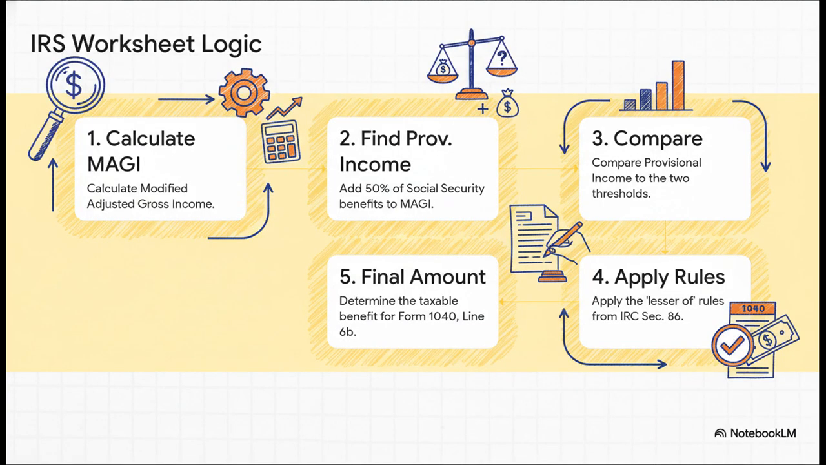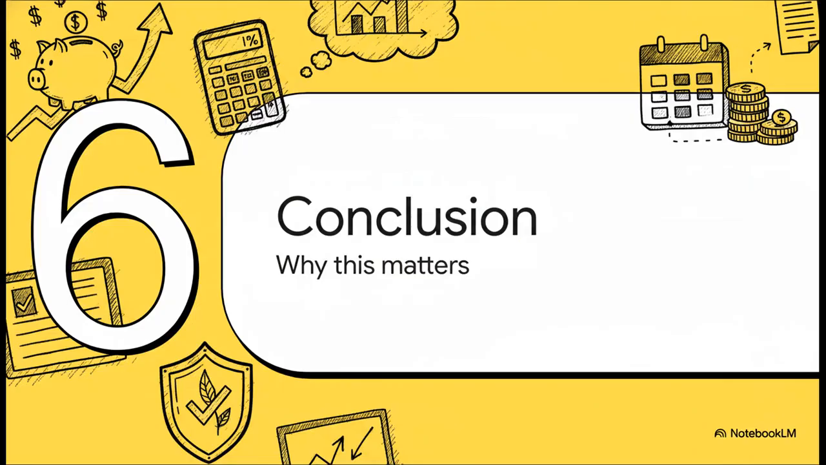Now, the official IRS worksheet for this is frankly a beast. It's 19 lines long and can make your head spin. But really, you can boil all that logic down into this simple 5-step process. It calculates your special MAGI, adds half your benefits to get your provisional income, compares that number to those 2 thresholds, applies those tricky lesser of rules from Section 86, and finally it spits out the number that goes on line 6B.